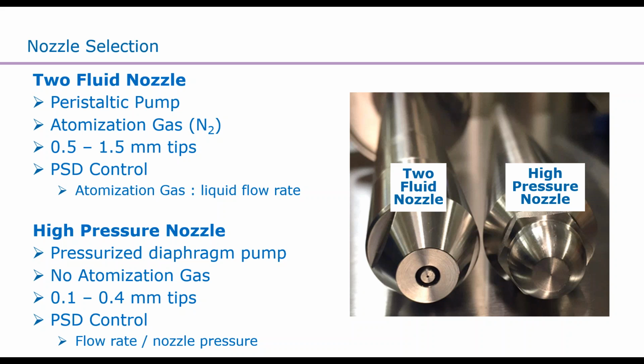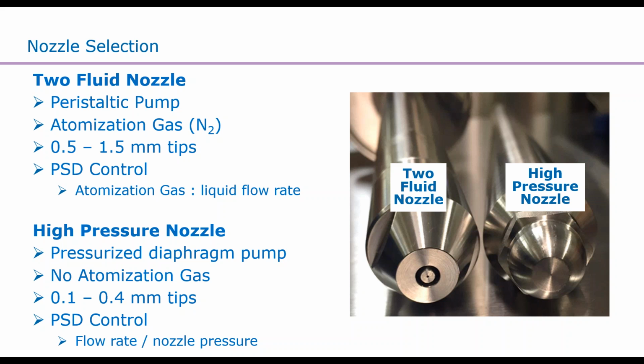The ratio of atomization gas to liquid flow rate is really the key. So increasing the liquid flow rate creates larger droplets and thus larger particles, while increasing the gas flow rate breaks up the liquid stream further, creating smaller droplets and thus smaller particles.